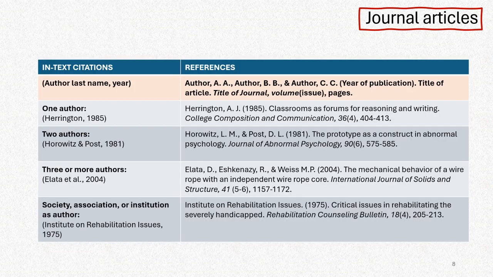What is the format to cite the journal article? So for in-text citation, you will need to write the author last name, comma, and then the year of publication in parentheses. Now this is an example for one author.